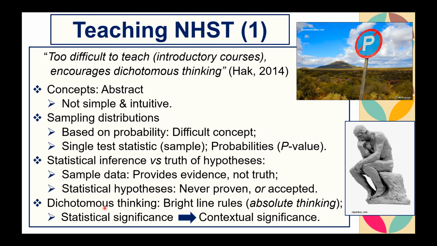And I think it's no wonder, is it? We've got this dichotomous thinking with bright line rules and an absolute thinking approach. Is it not surprising that statistical significance is always inferred as being contextually significant? Now, that's something I want to challenge tonight, and think about how we overcome that in our teaching.